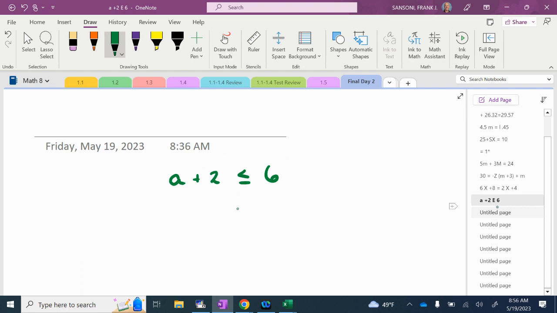So if I was to think of this as an equation, I need to get A by itself. I need to get the variable by itself. So what do I need to get rid of? 2, right? So I need to get rid of plus 2. So to get rid of plus 2, I'm going to subtract 2 from both sides. And so my final inequality is A less than or equal to, what's 6 minus 2? 4. Okay?